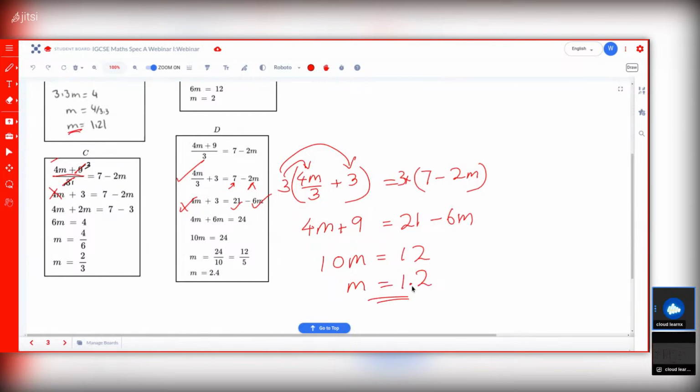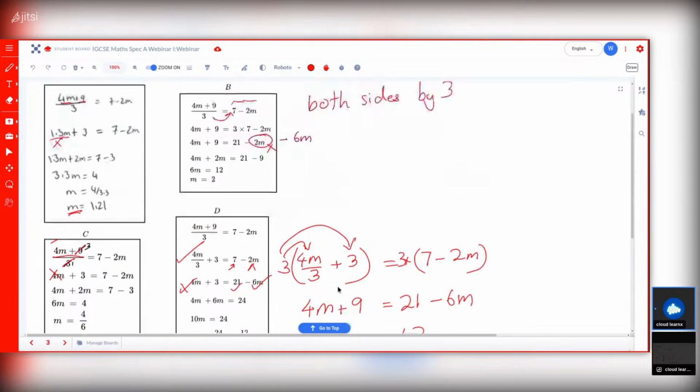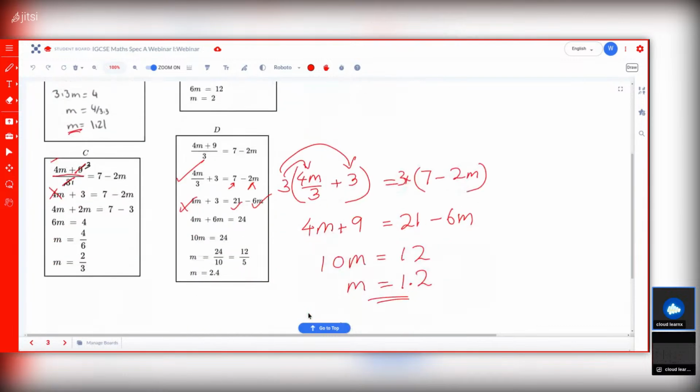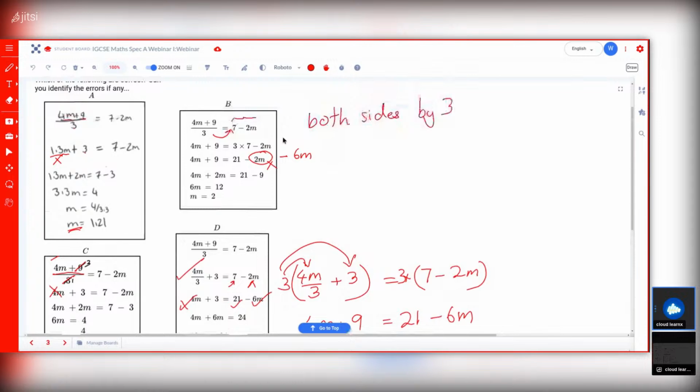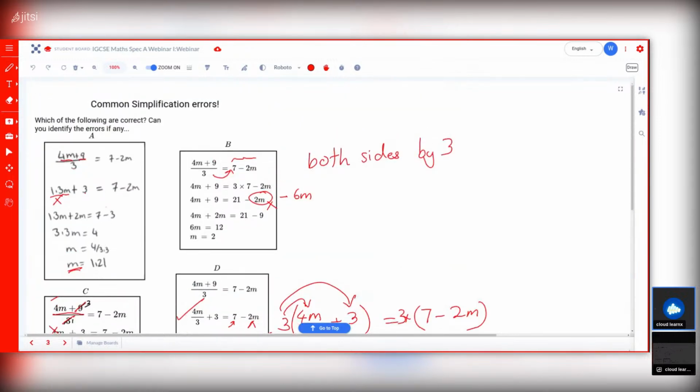So A, B, C, D, all are different variants of errors you may have made in some part of your practice papers. Maybe because you were in a hurry, maybe you didn't know, maybe you were confused. But the generally accepted method is to first get rid of the denominator by multiplying, and then follow through. Make sure you multiply both sides.